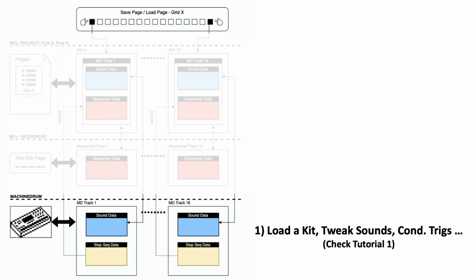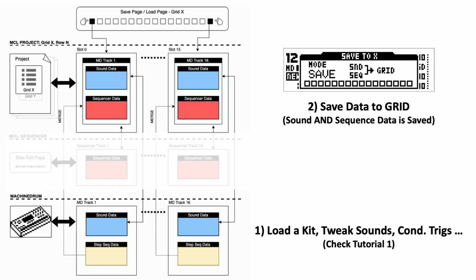So how does the grid interact with the Machinedrum? Let's have a look at this scheme. Here you can see the basics we already covered in tutorial number 1. Use the Machinedrum, load a kit, tweak your sounds, place tricks, conditional tricks, and so on. In order to save your data you just programmed, you have to save it onto the MCL grid. That's the top line you can see here.